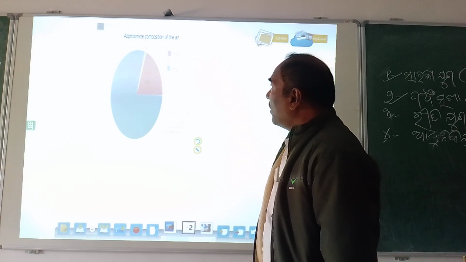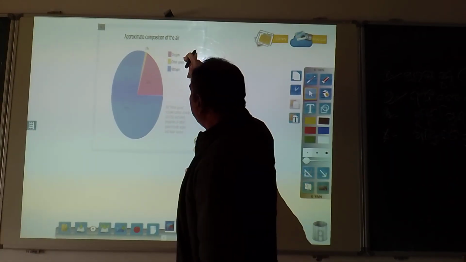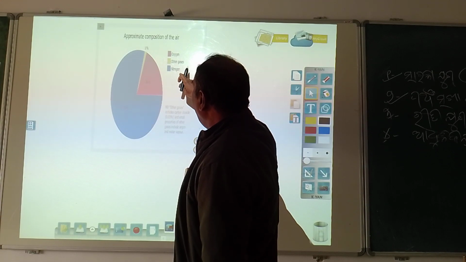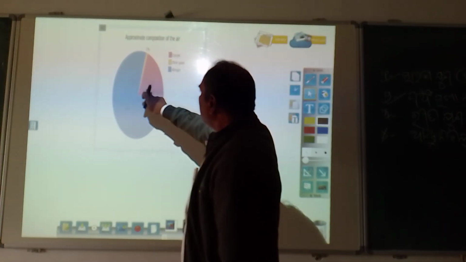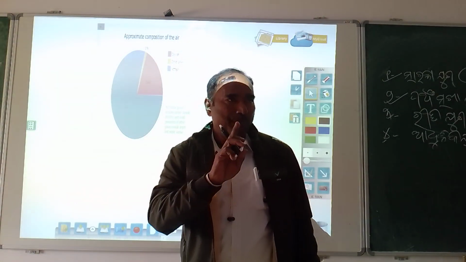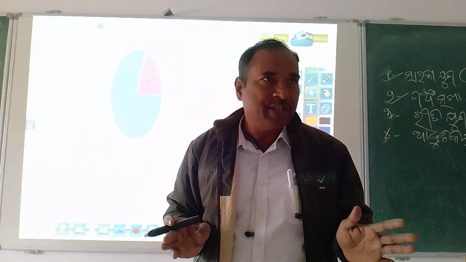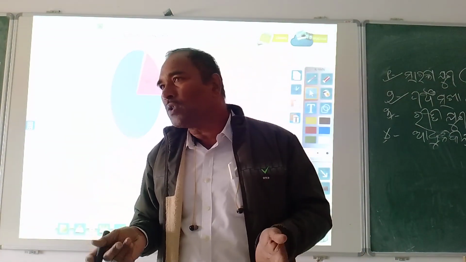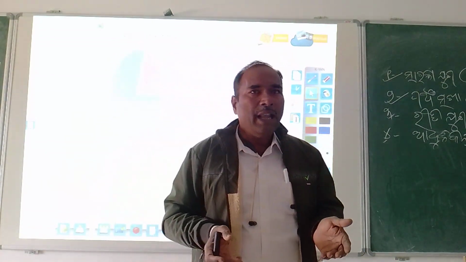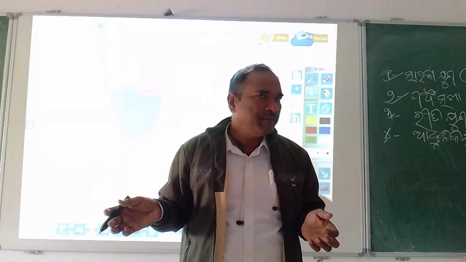The approximate composition of air, and here also is the oxygen, other gases, and nitrogen. Oxygen is here 20%. In the previous picture, it was 21%. If you plant more trees, যদি আমরা অধিক গাছ লাগাই, then oxygen will increase, otherwise it will decrease.